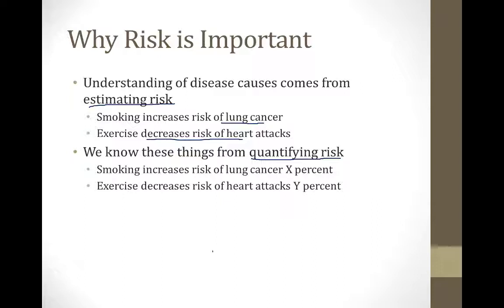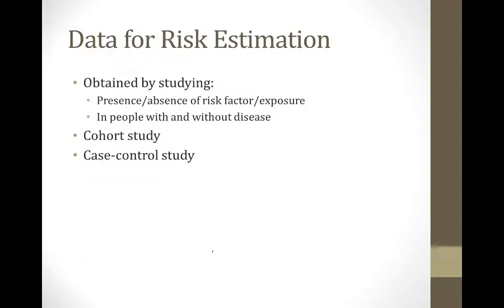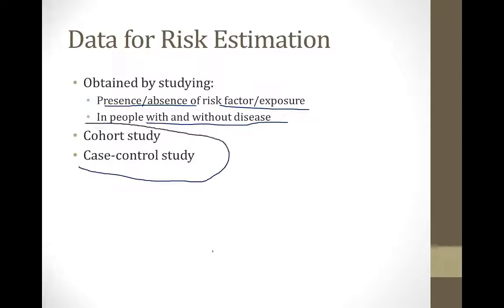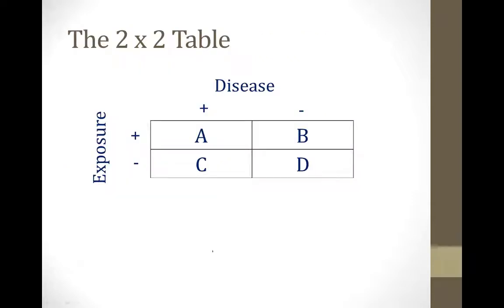For example, we have ways to determine that smoking increases the risk of lung cancer by X%, or that exercise decreases the risk of heart attacks by Y%. So we obtain data for risk estimation by studying the presence or absence of risk factors or exposures in people with and without disease. And primarily, these data come from cohort and case control studies. And in another module on study design, I discuss in more detail the differences between these two types of epidemiology studies. So in order to understand risk quantification, we have to understand the 2 by 2 table.